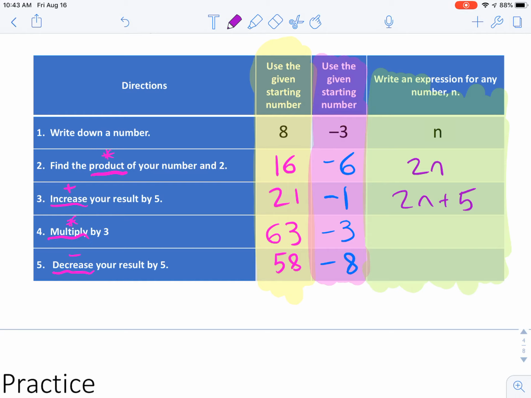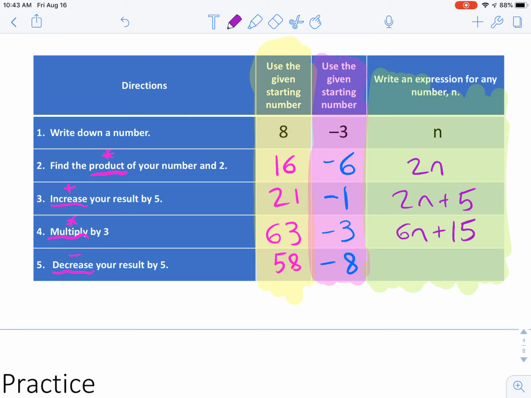Next, we want to multiply this whole result by 3. So you want to be careful with that. We're going to multiply the whole result by 3. So the 2n needs to get multiplied by 3, making a 6n. And the 5 needs to get multiplied by 3, making a 15.